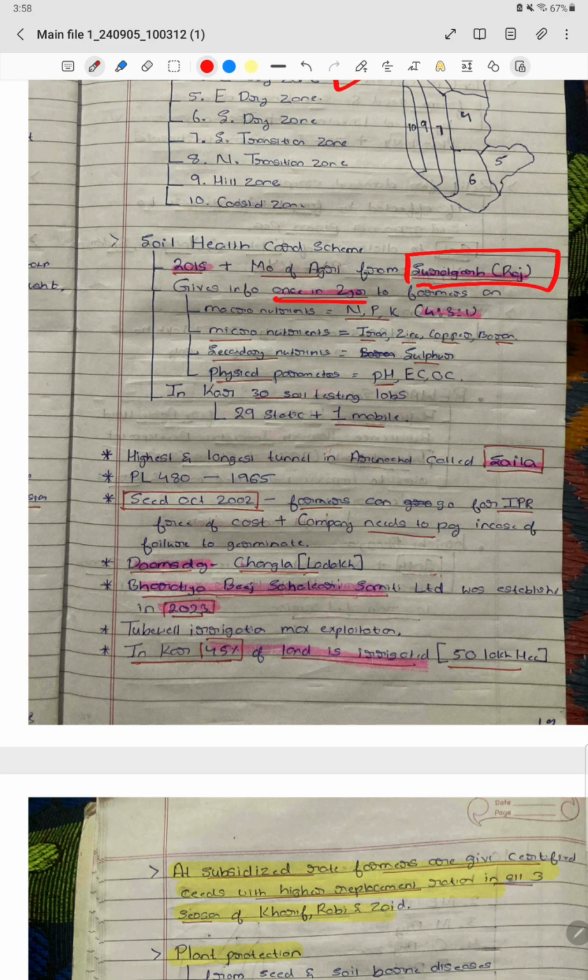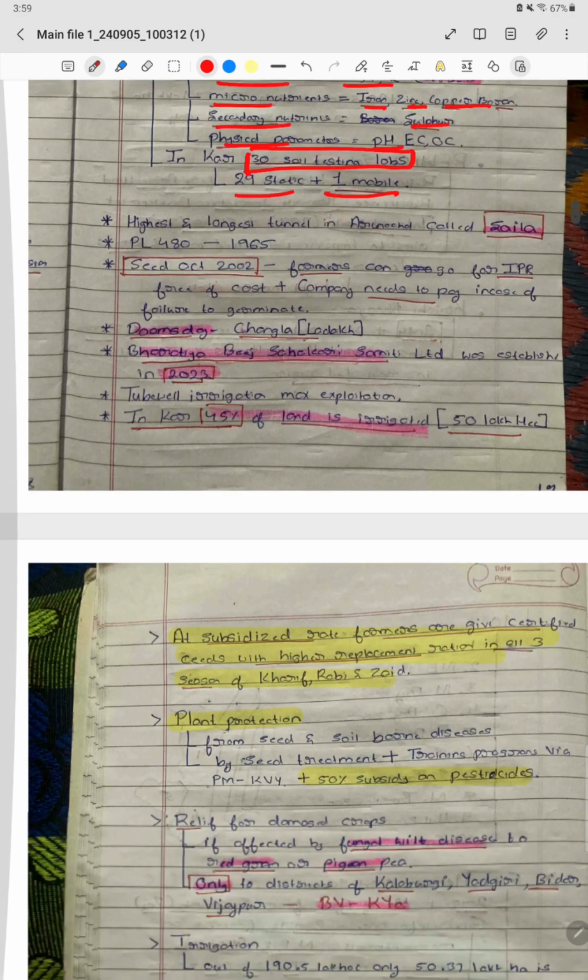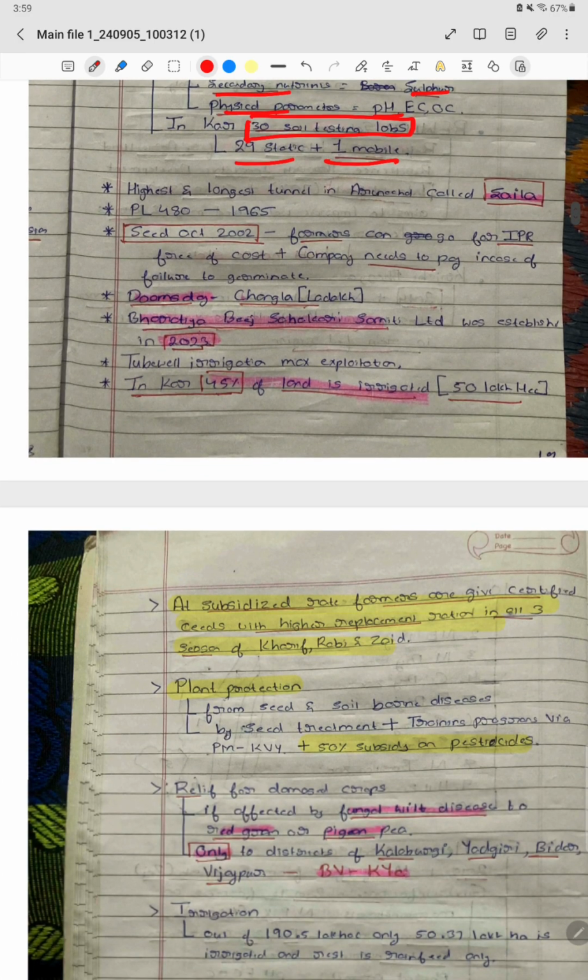It is not done whenever we want. They measure the macronutrients like NPK, micronutrients like iron, zinc, copper, and secondary nutrients like sulfur. They also measure physical parameters like the pH of the soil. And one important fact with respect to Karnataka: there are 30 soil testing labs, and 29 of them are static and one is mobile, in a mobile van. And these are some other facts which we have to remember.